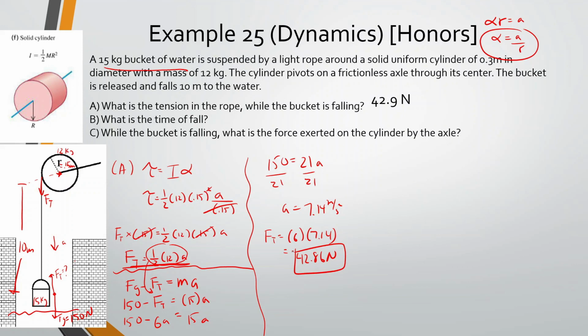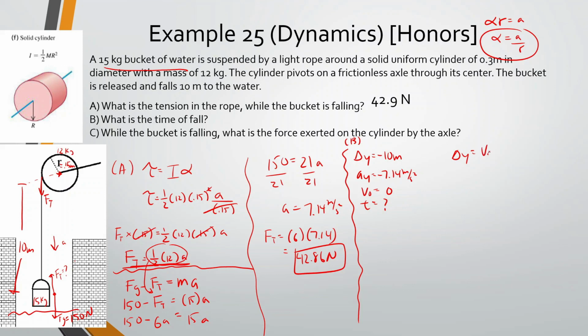So what is the time of fall? I think for this one, this is pretty easy. I think we could just do kinematics because we have enough information. We know it's going to fall a displacement of -10 meters. We know it's accelerating downwards at a rate of -7.14 meters per second squared. We know it gets dropped, so it has an initial velocity of 0, and we're looking for time.